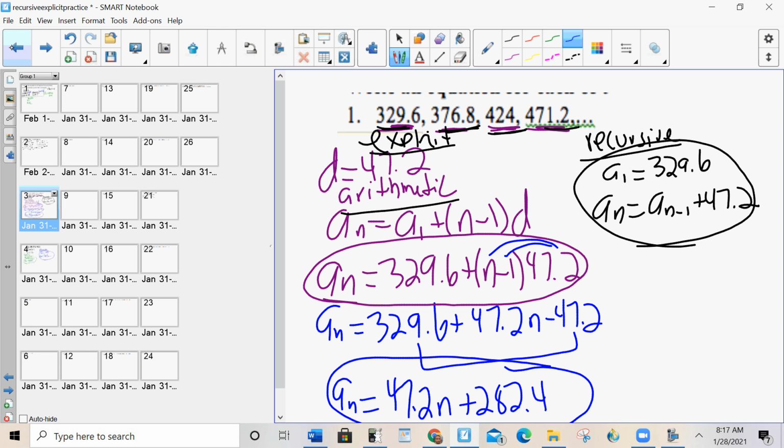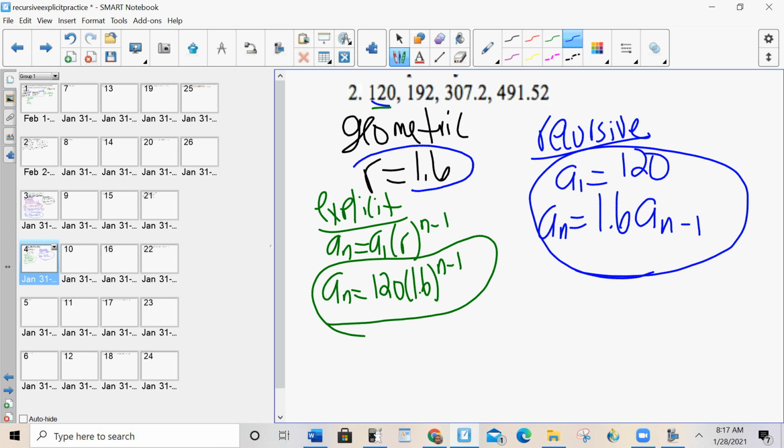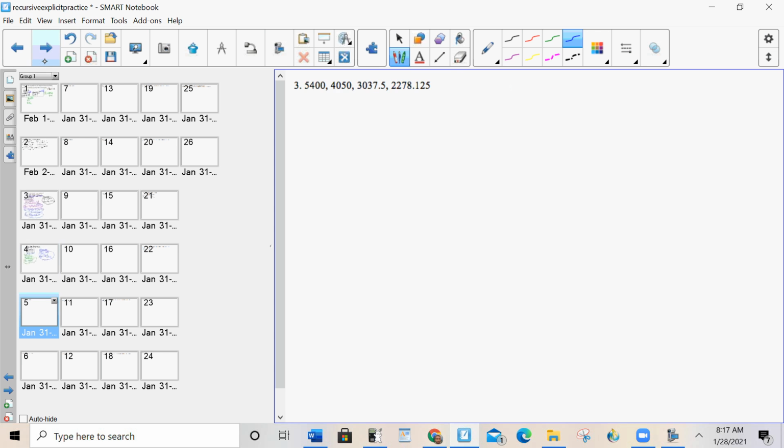So again, subtract. Divide. These all subtracted to 47.2, so it was arithmetic. These all divided to 1.6, so it's geometric. I write down the appropriate formula, and then for the recursive, whether it's arithmetic or geometric, it always starts the same way, and then you're just telling me what you're doing to the previous term. I want you to try 3 and 4 on your own right now, so please pause. Try 3 and 4 on your own, and then unpause.